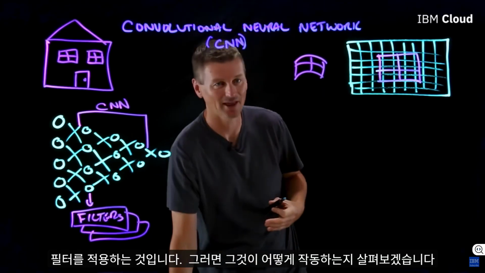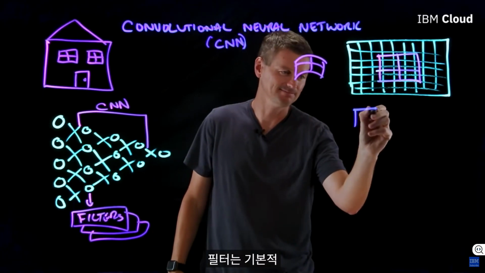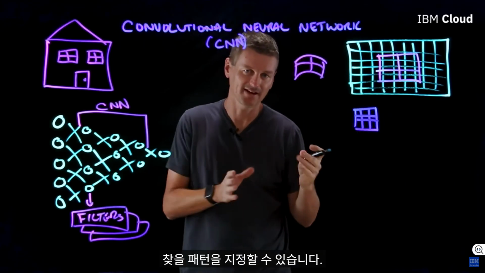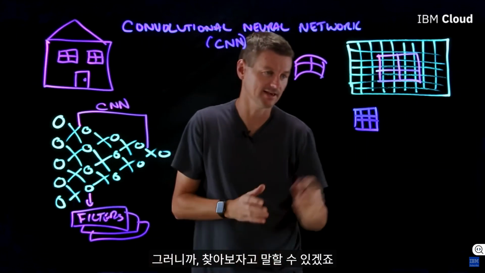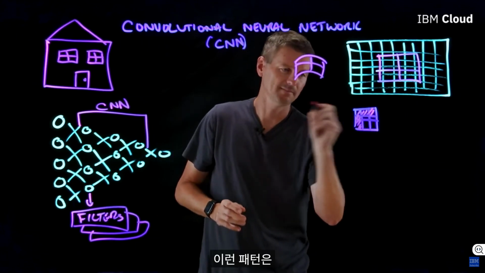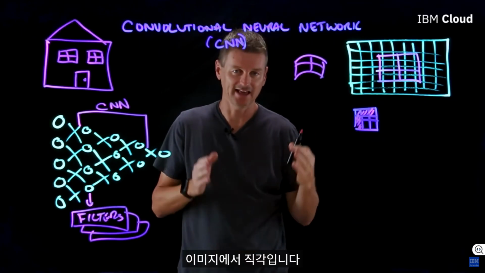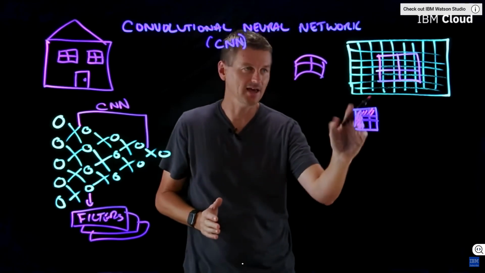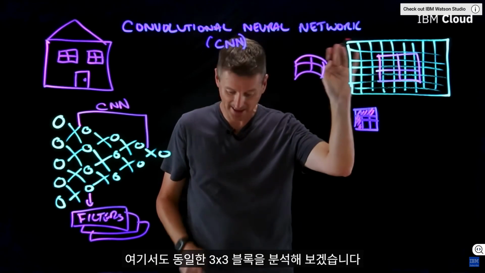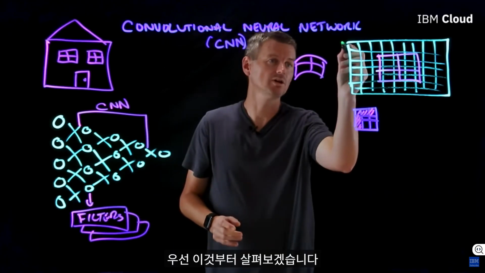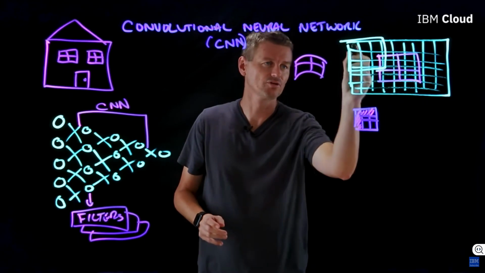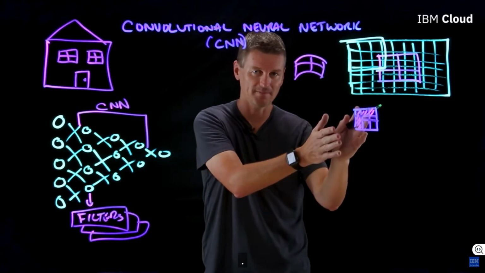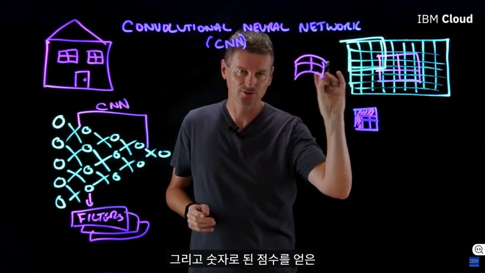So let's take a look at how that works. Now, a filter is basically just a 3x3 block. And within that block, we can specify a pattern to look for. So we could say, let's look for a pattern like this, a right angle in our image. So we take this filter, a 3x3 block, and we analyze the equivalent 3x3 block up here as well. We'll look at the first group of 3x3 pixels, see how close they are to the filter shape, and give that a numeric score.